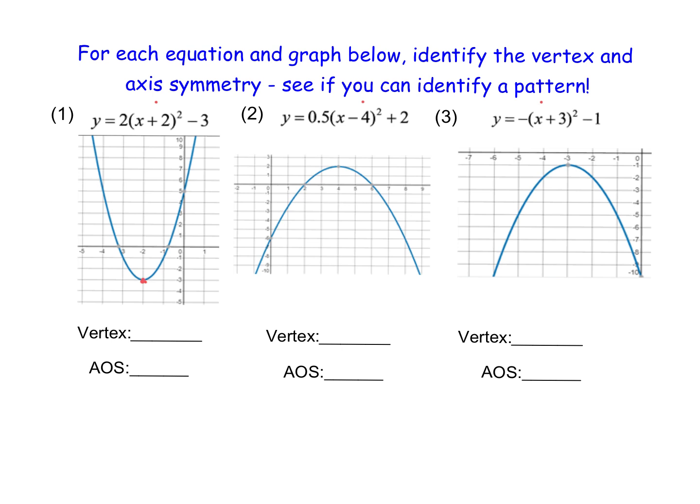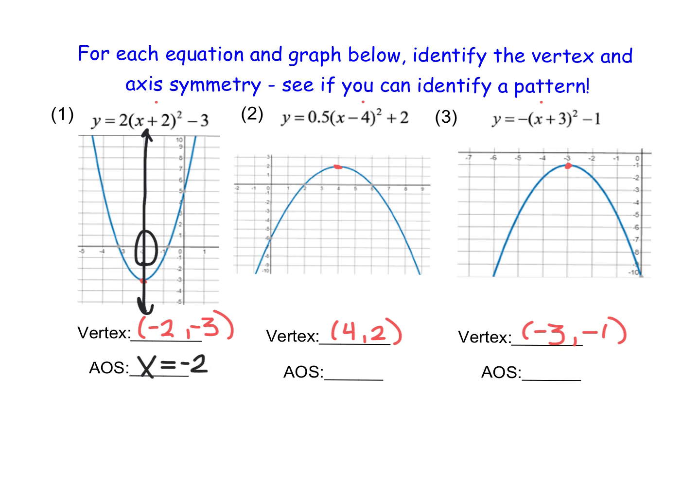In this first example, I see that my vertex occurs at x is -2, y is -3. Here I see that my vertex occurs at x is 4, y is 2. And here I see that my vertex occurs at x is -3, y is -1. Then from here, I also need to determine my axis of symmetry. And if I look carefully here, I notice that there's a vertical line I can draw here at x is -2. So my axis of symmetry is x equals -2. Here, my axis of symmetry is right here at 4. So I have x is equal to 4. And then here I notice, if I look right here, I have where x is equal to -3.